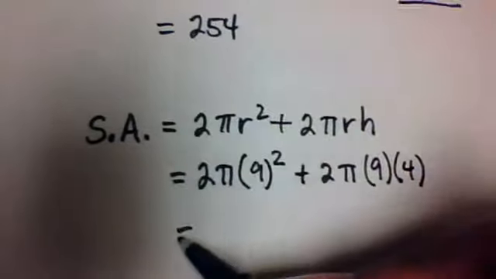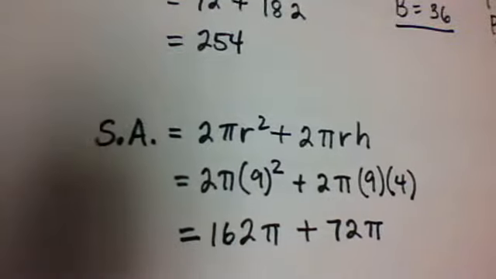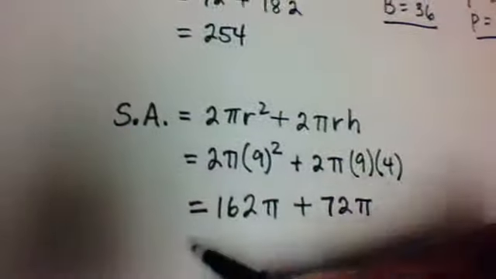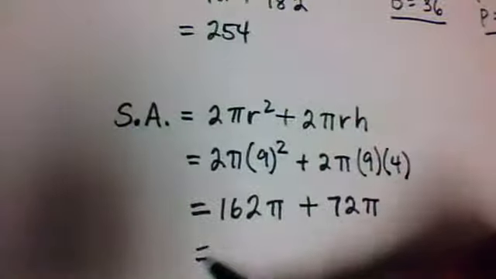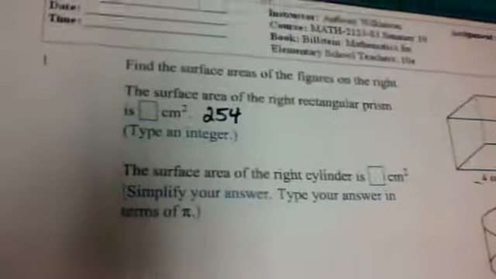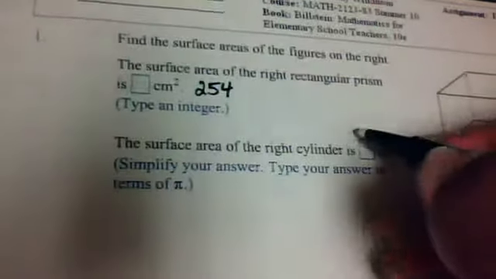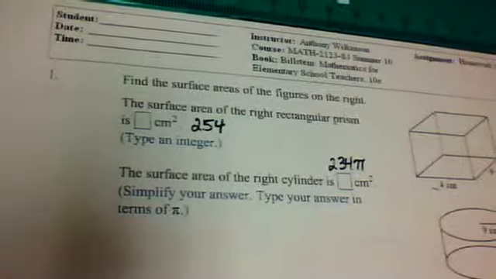So 9 squared is going to be 81. 81 times 2 is 162, so you have 162 pi plus 2 times 9 is 18 times 4 is 72. So we have 72 pi. 162 pi plus 72 pi would be 234 pi. Okay, so here the surface area, and you have to type your answer in terms of pi, would be 234 pi. Okay, that would be the answer for number 1.